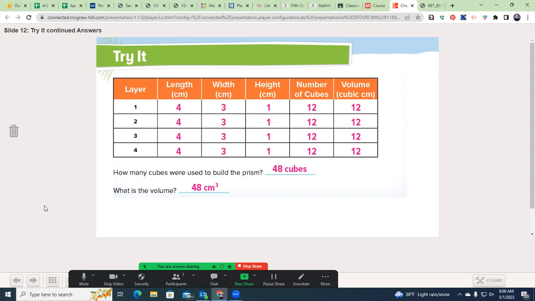All right, let's go to the talk about it. And on talk about it, you're not required to write these in. You can. There's absolutely nothing wrong with that. That gives you the option. And if you need to write it in, feel free to just pause the video and then unpause it when you're ready.